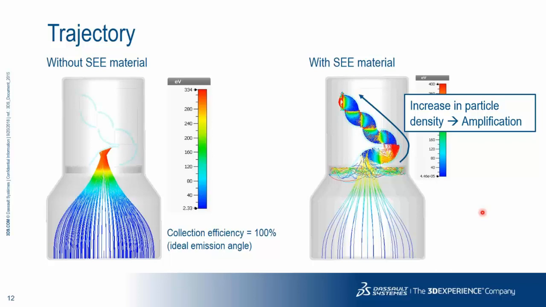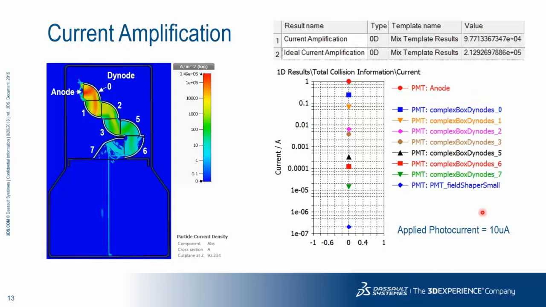Of course, maybe this is a bit vague information to look at the trajectories. You might want to have some numerical information. And of course, you get this as well. The first thing which you can look at, which is derived from the trajectory plot, is the particle current density plot. You see the structure again in a cut view, where we have the anode here, then dynode 0, 1, 2, 3, and then down to 7. So 7 should have the lowest current, and dynode 0 the highest.